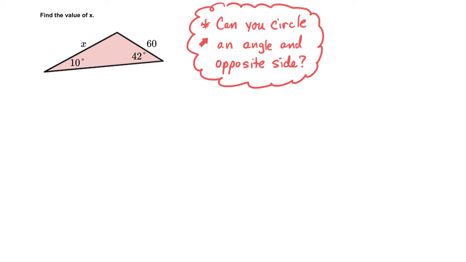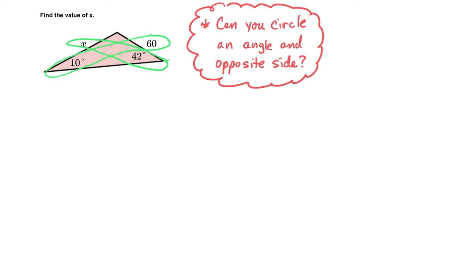With law of sines, the question you want to ask yourself is, can you circle an angle and an opposite side? In this picture, you will notice that the 10 degrees and the 60 are opposite each other, and we can circle those two pieces of information. In this case also, if you're trying to solve for x, we have to circle the x and its angle across from each other also. So I've made two circles, and now those two circles then create fractions.